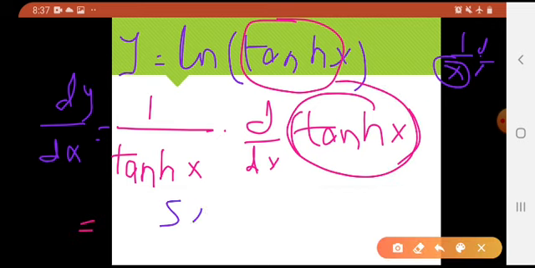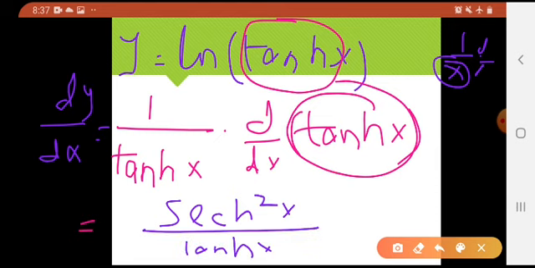What is the derivative of tan hyperbolic of x? It is secant h square of x, divided by tan hyperbolic of x. Further you just have to simplify it. Secant hyperbolic square means 1 divided by cos h square of x.